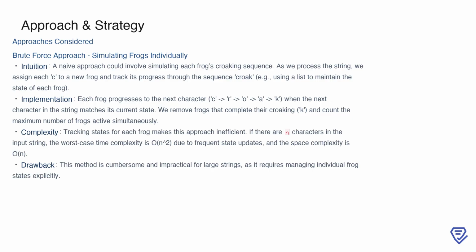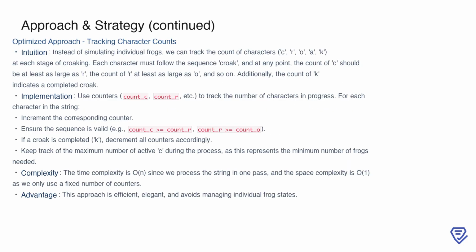A more efficient strategy involves tracking the counts of characters in the sequence rather than simulating individual frogs. The key observation is that the characters C, R, O, and K must appear in the specific order of the word croak. By maintaining counters for these characters, we can ensure that the sequence remains valid. For example, the count of C must be at least as large as R, which must be at least as large as O, and so on.